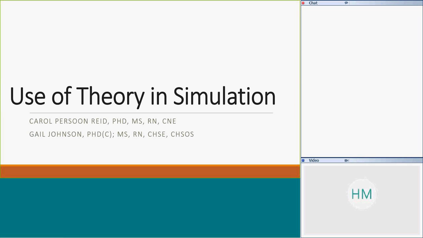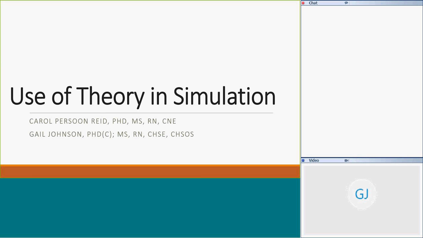Can everybody see the desktop? Good. Okay. So we've got two objectives for our presentation today. We will identify theories to guide simulation work, and then we want to talk about applying a theoretical framework to simulation design and facilitation.